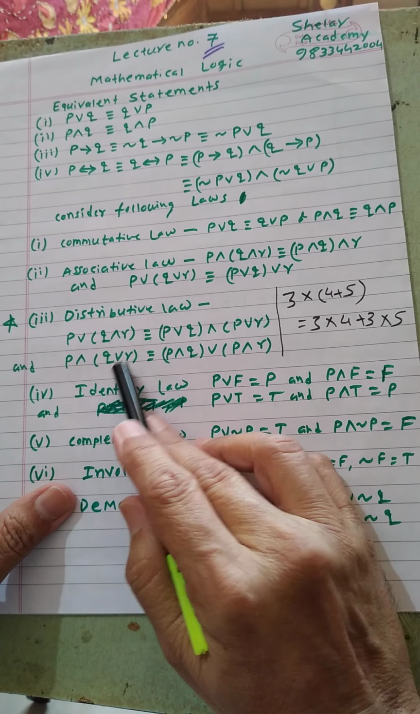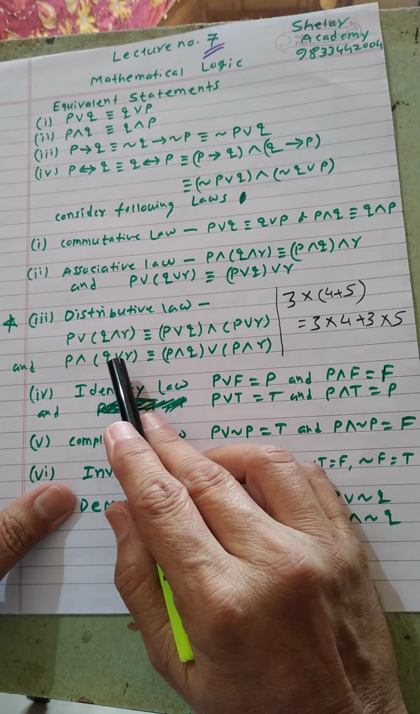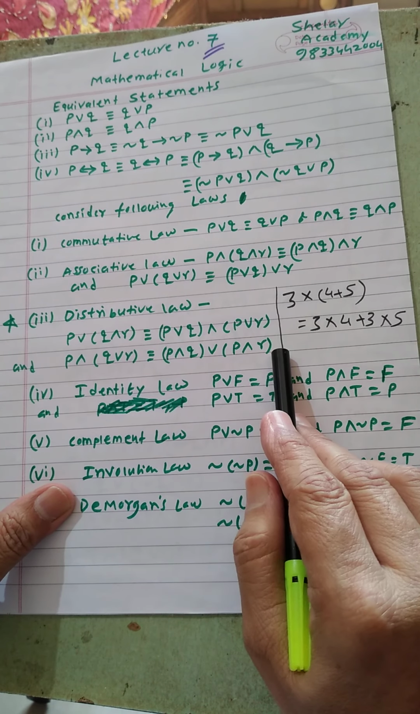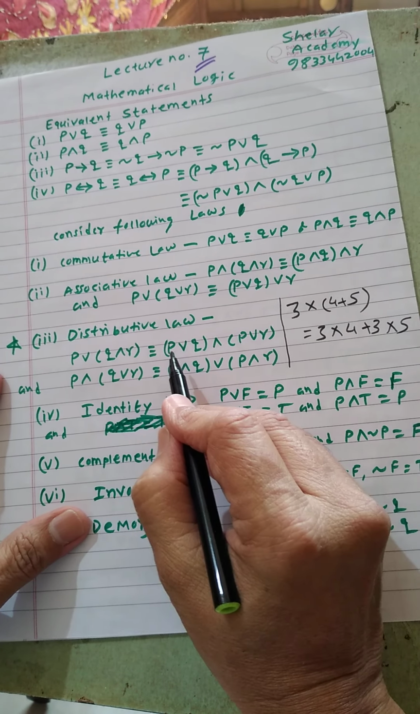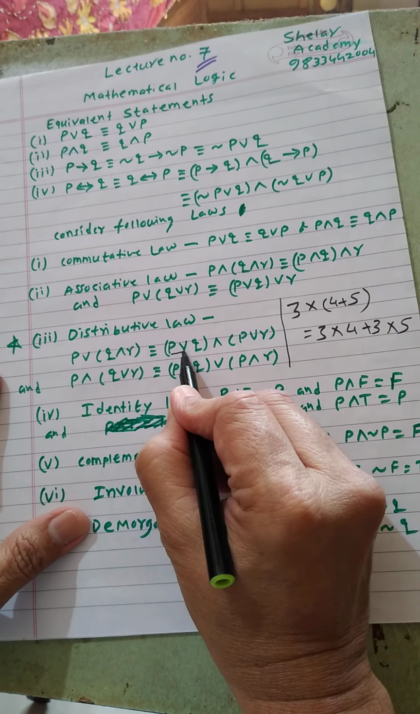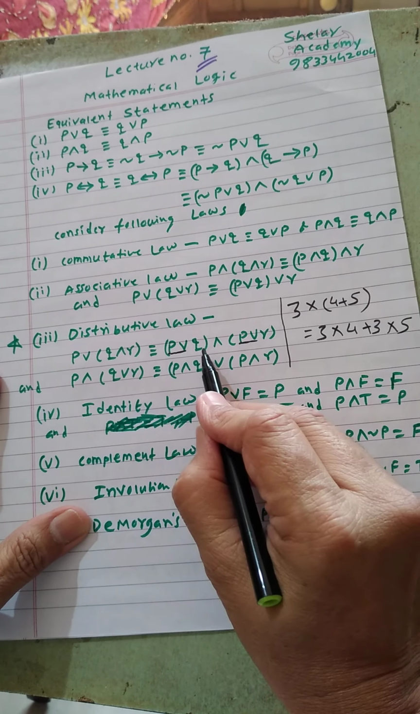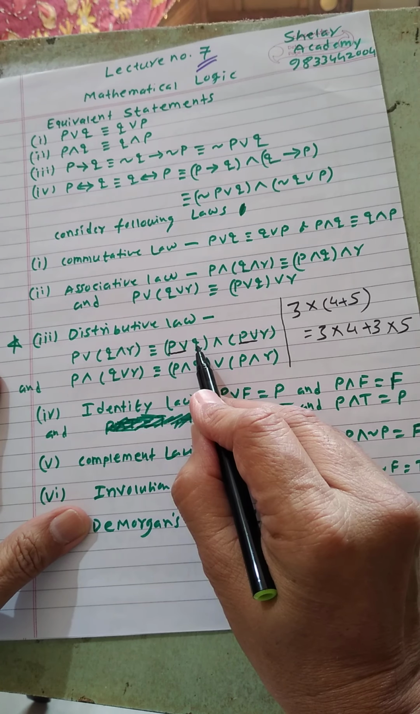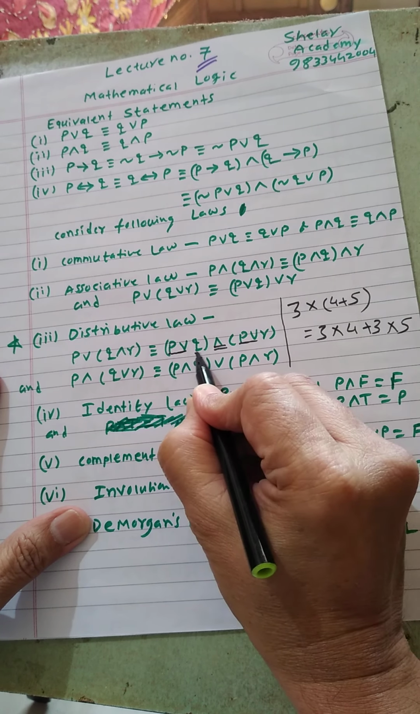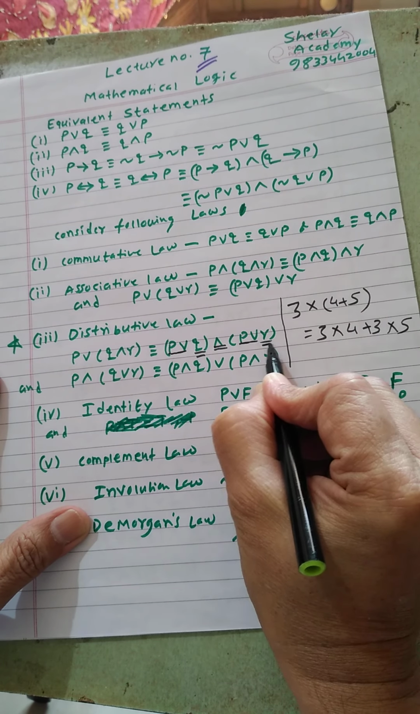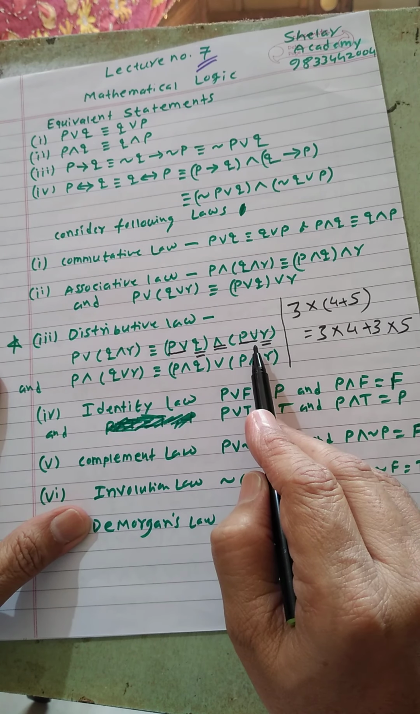P and bracket Q or R is equal to P and Q, joined by or, P and R. Or the opposite way, you have to remember the formula. If we consider the right hand side, P and is common, then in the bracket will be Q or R, P and common and bracket Q or R.